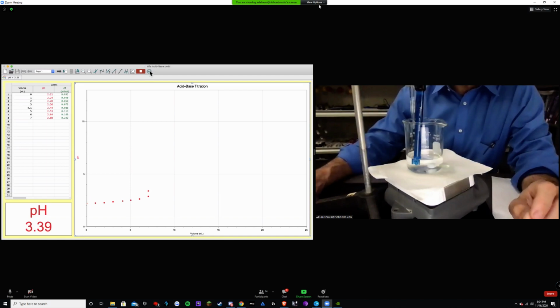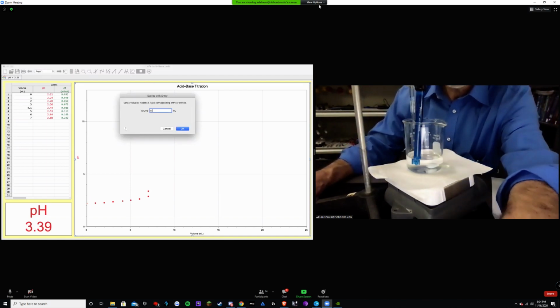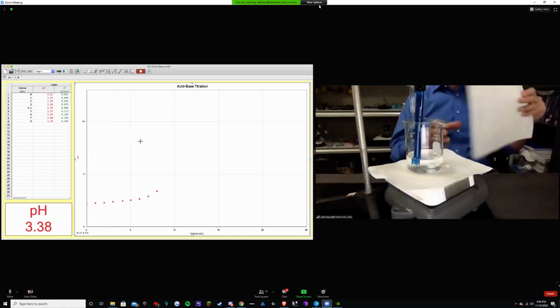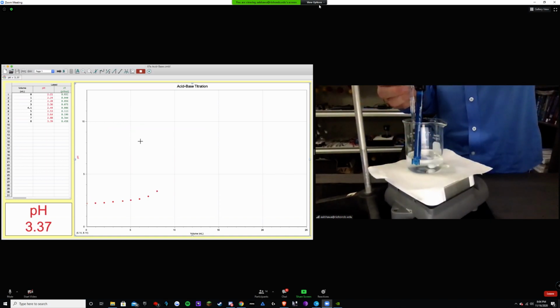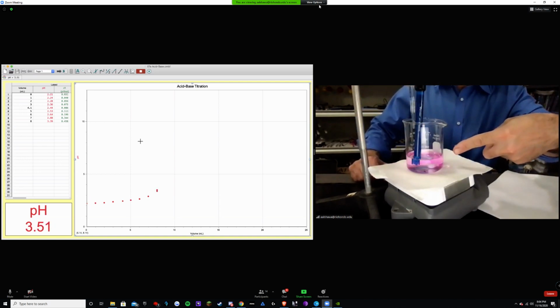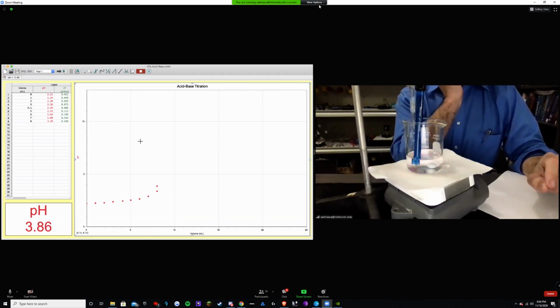So let me just keep that number. I'm going to hit that dial keep and record 8.00. And then I'm going to add half a milliliter. Okay, so I'm going to add half a milliliter. Right there. See that pink color? Let's hope it disappears. It did.